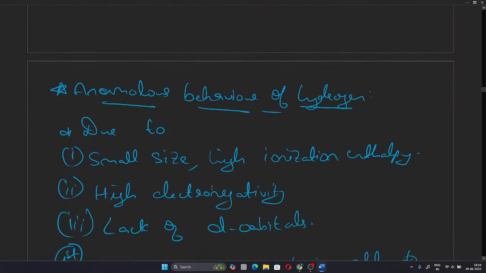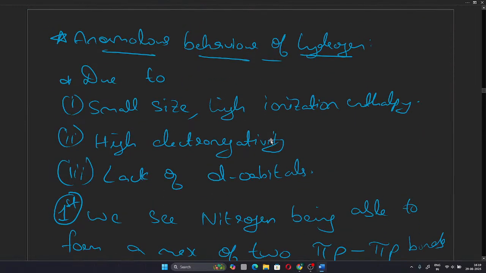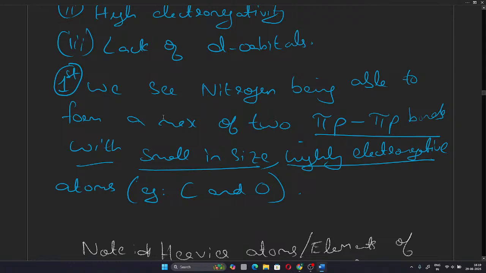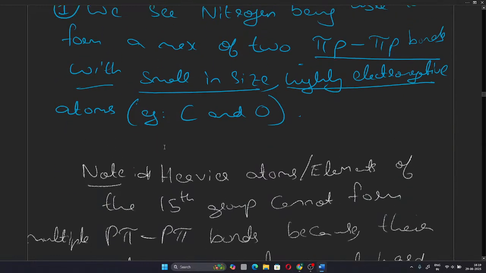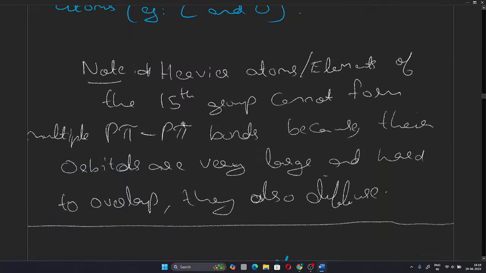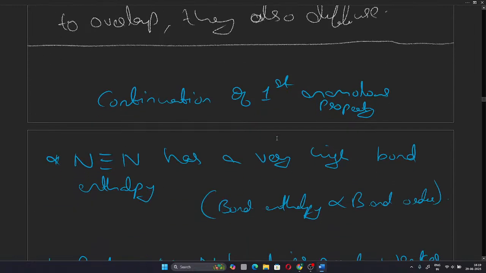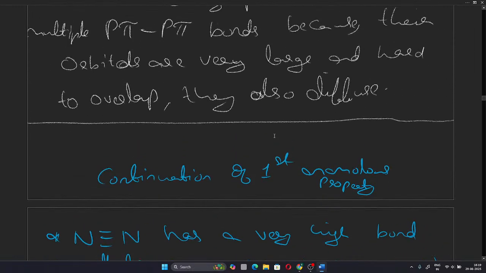Anomalous behavior of nitrogen is due to small size, high ionization enthalpy, high electronegativity, and lack of d orbitals. We see nitrogen being able to form a maximum of 2 pi bonds, which is with the p orbitals, with small highly electronegative atoms. Heavier elements of the 15th group cannot form multiple p pi bonds because their orbitals are very large and hard to overlap. They also diffuse.